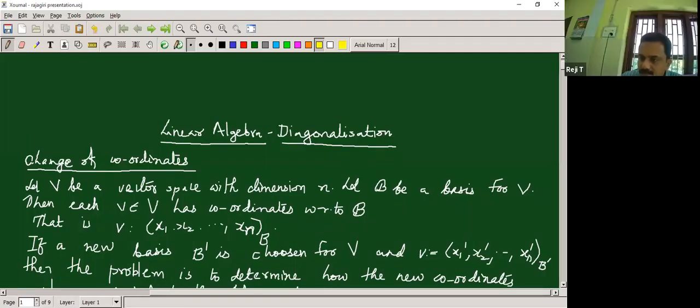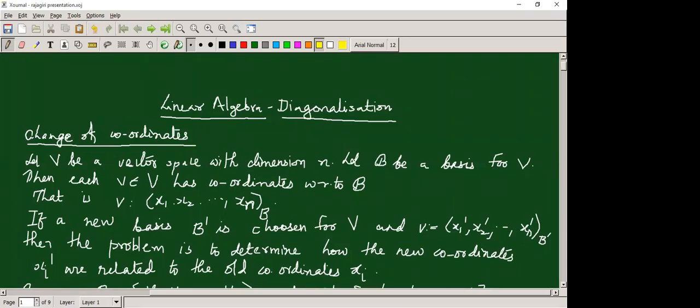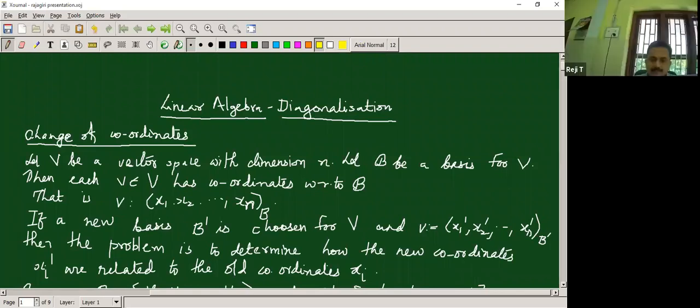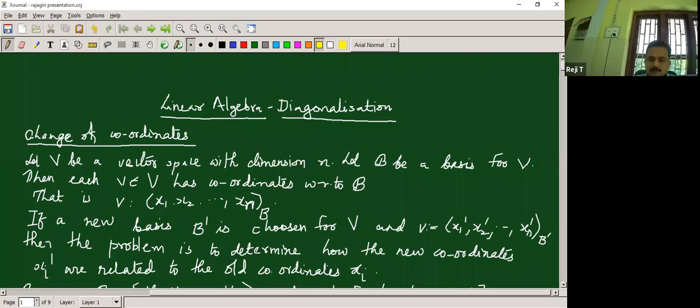The central theme of linear algebra is actually how can we represent a linear transformation in a more simple way. So we know that the simplest matrices are actually the diagonal matrices: the zero matrix, then the identity matrix, then diagonal matrices. The study of linear transformations is actually the study of matrices.